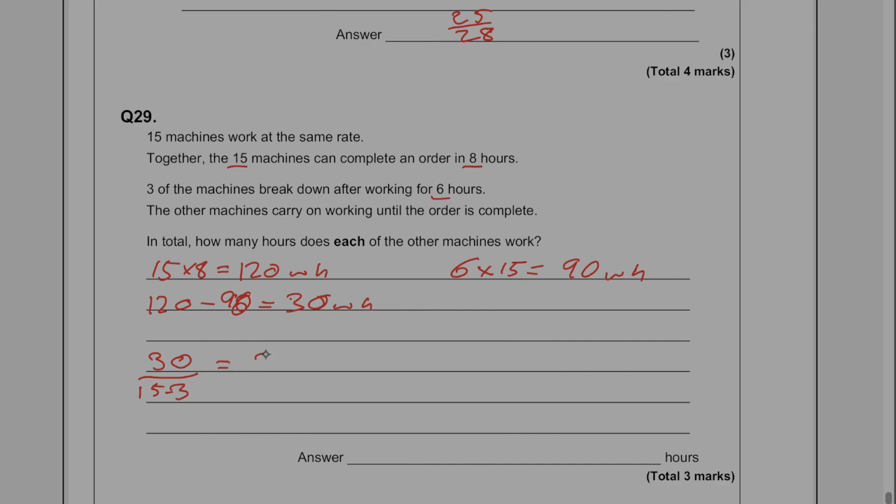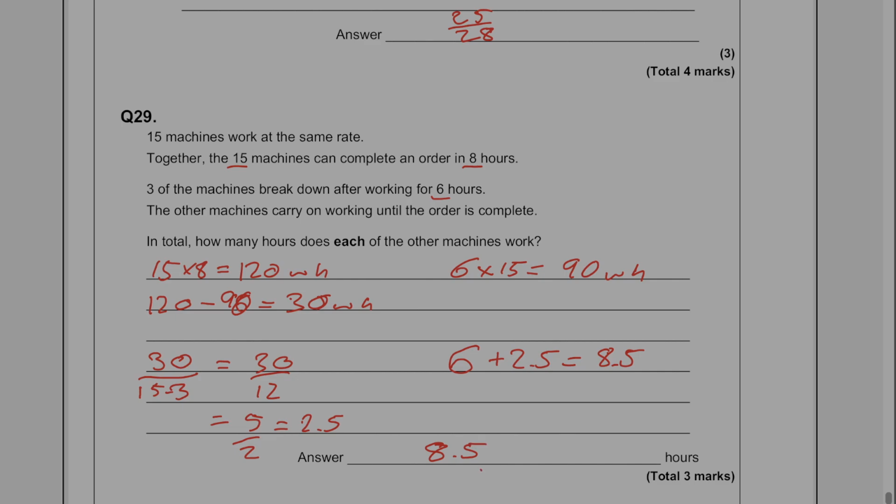So that's going to be 30 divided by 12. They both cancel down by 6. So that's going to be 5 over 2. So they need to work an additional 2.5 hours extra. So that's the full 6 hours plus the additional 2.5 gives you a total of 8.5 hours. So the remaining 12 machines will need to work a total of 8.5 hours.